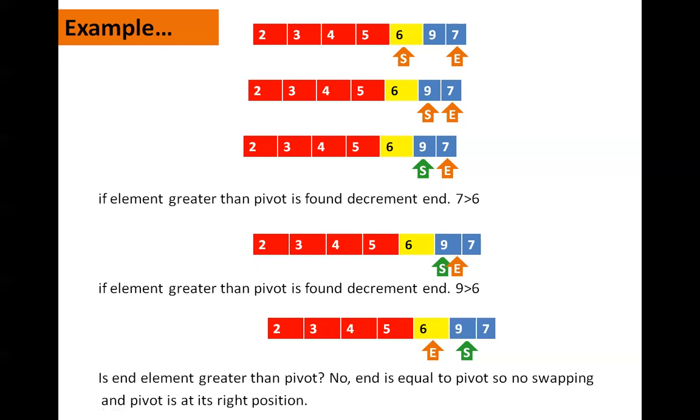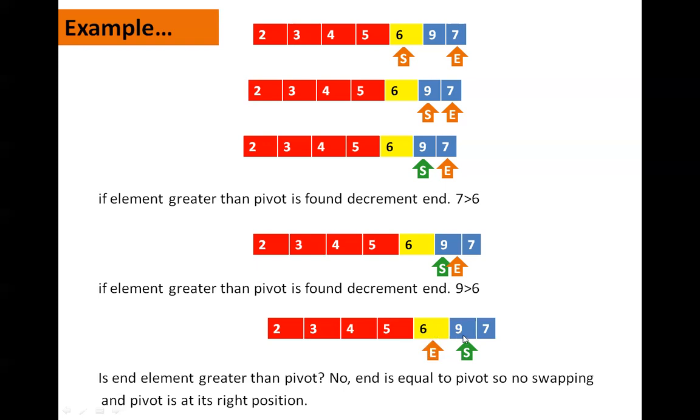Now again you check whether the end pointer data is greater than pivot. 9 is greater than 6. The condition is true, so what you do? Again decrement the end pointer. So now the end pointer is pointing at 6. Now you check start pointer is greater than end pointer, and the end pointer is pointing to the pivot value itself. So there is no swapping and the 6 is already at its right position.